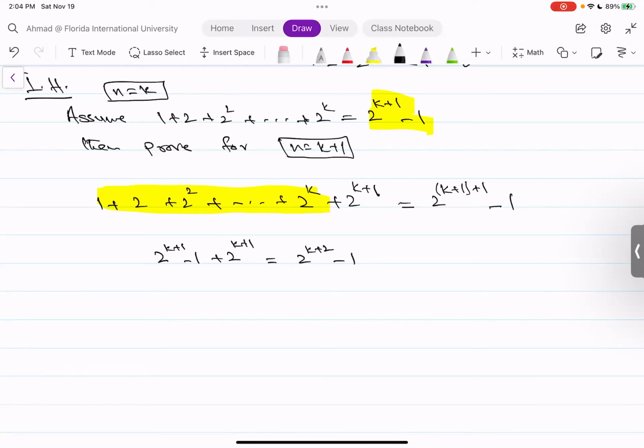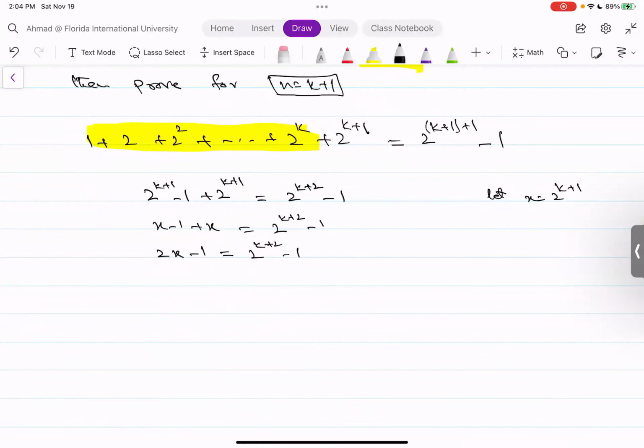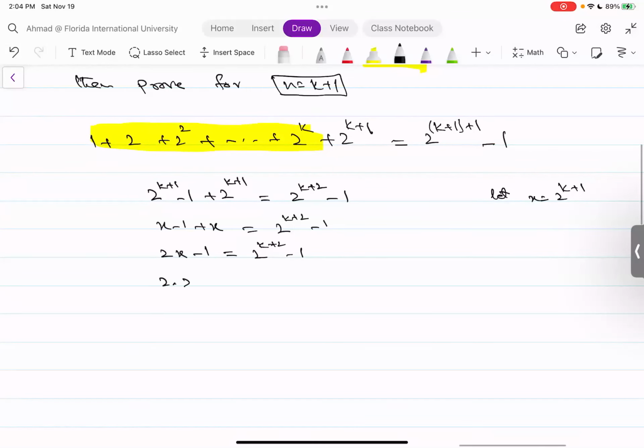Now, this is again the same thing. By the way, we have seen that. Let's say, for example, let x is equal to 2 power k plus 1. Then I'm going to substitute it here, which is going to be x minus 1 plus x is equal to 2 to the power of k plus 2 minus 1. Then it is going to be 2x minus 1 is equal to 2 to the power of k plus 2 minus 1. Substitute the value of x back. Value of x is 2 times 2 to the power of k plus 1 minus 1 is equal to 2 to the power of k plus 1 minus 1.